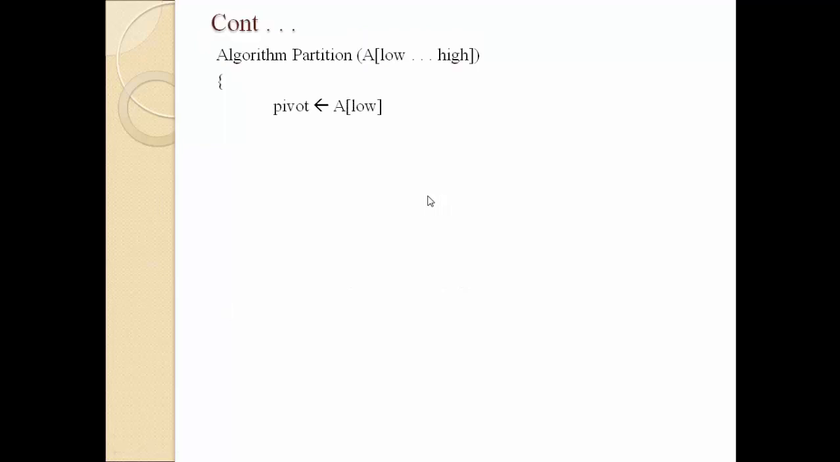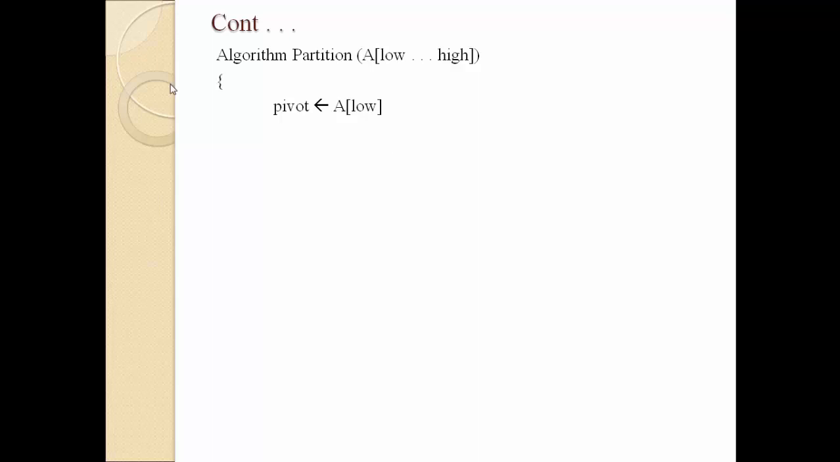Now inside the partition function, the first element, as we discussed, is the low element, and the last element is pointed to by the high variable. Right? So in the partition, as we discussed in our quicksort algorithm, we first consider our first element as the pivot element.